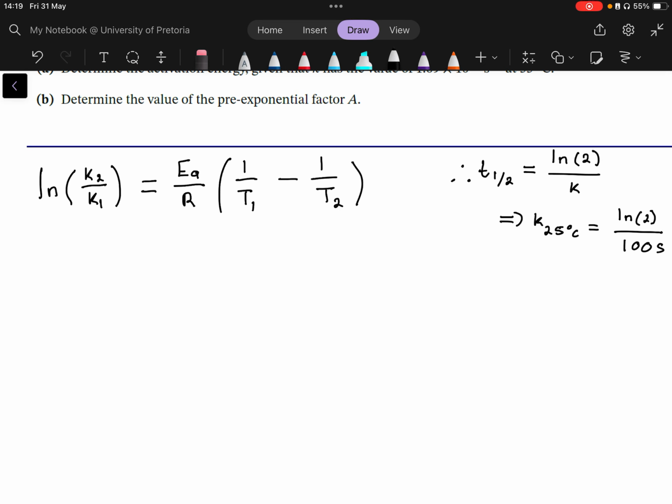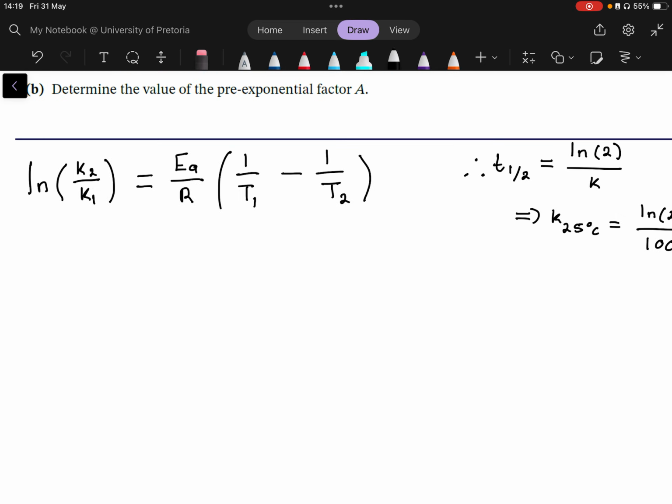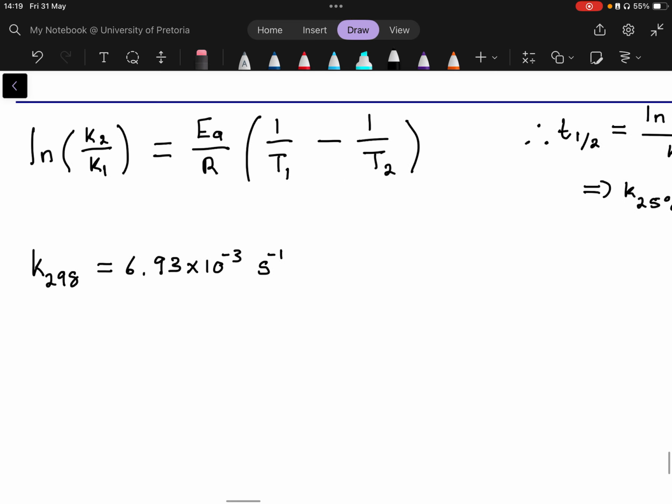So let's maybe make a summary of what we then know. We have k at 25 degrees Celsius, which is also known as 298 Kelvin. So let's call it k298, is equal to 6.93 times 10 to the negative 3 per second. And we also have k at 55 degrees Celsius, which is 328 Kelvin. And this one is given as 1.69 times 10 to the minus 1 per second.